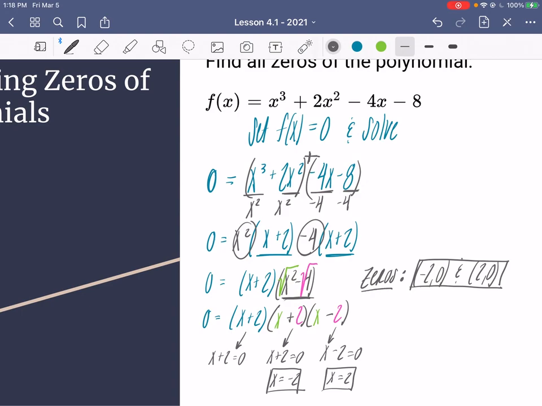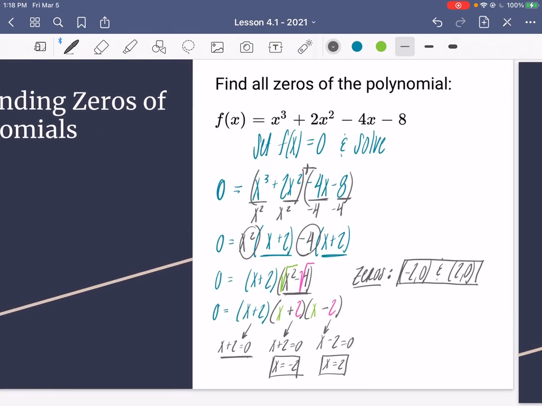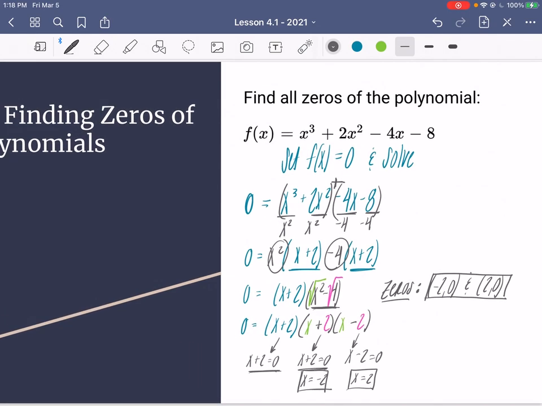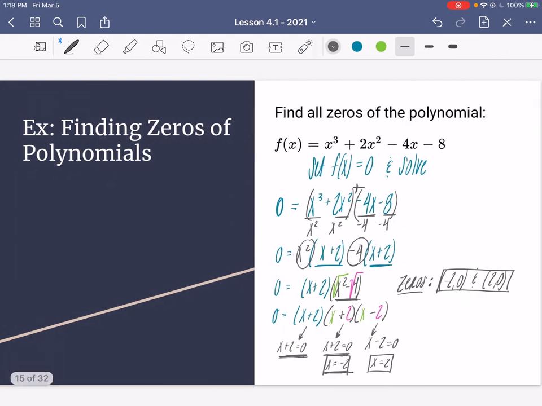Okay, so those are our roots. Now, what we would say here, in just a second, we'll apply this a little bit, but at x equals negative 2, technically, since it appears twice, we'd call that a double root, and again, I'll talk about that in just a minute.